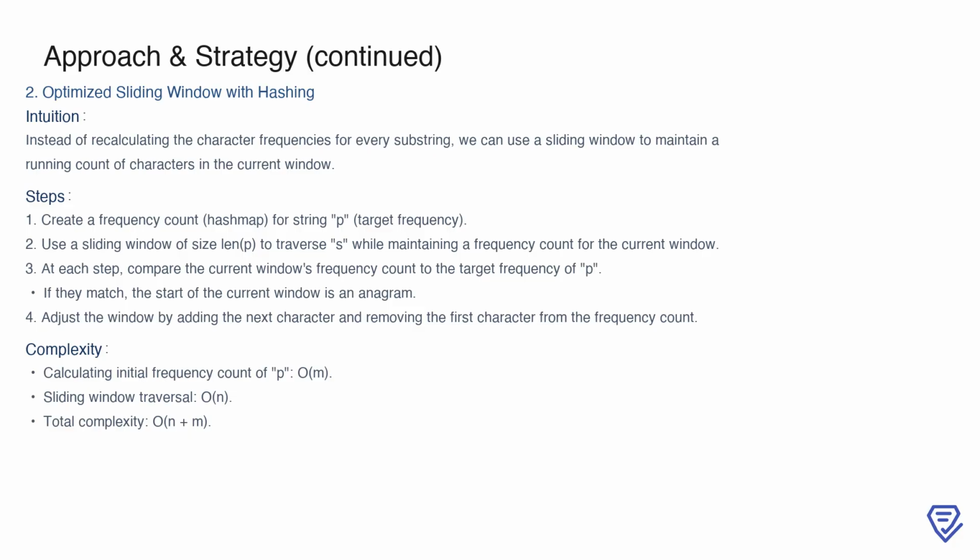To adjust the window as it slides, we add the next character's frequency to the current window's count and remove the frequency of the character that is sliding out. This way, we avoid recalculating frequencies from scratch for every window. The computational complexity of this approach is O(m) for calculating the initial frequency of P, and O(n) for sliding the window across the string, resulting in a total complexity of O(n plus m).